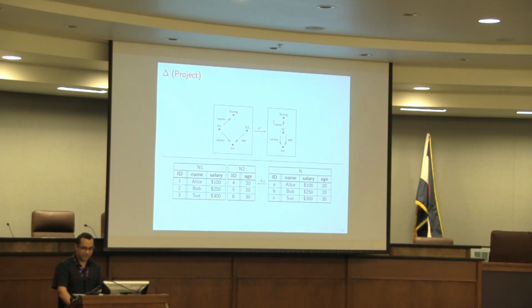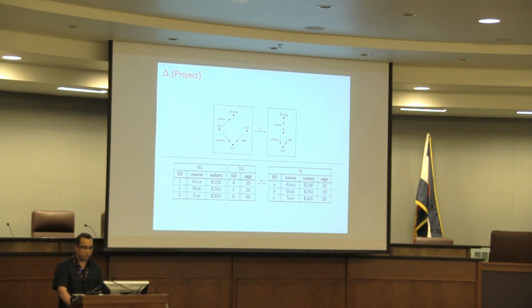And the slide before this said you get an operation that takes instances on this schema to instances on this schema, right to left. So what's an example of that look like? Well, if you have an instance on the right, say this one here, it has one table because there's one node in this schema. It has three rows, Alice, Bob, and Sue, and then it has columns for name, salary, and age. How do you move data on the right to data on the left according to F?